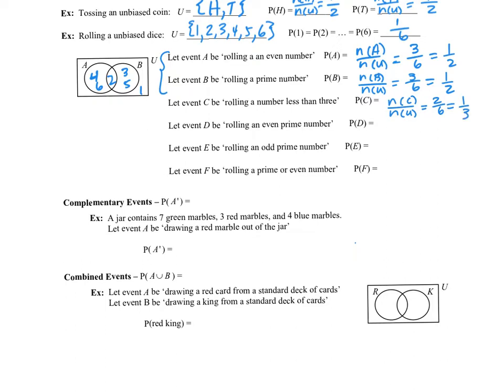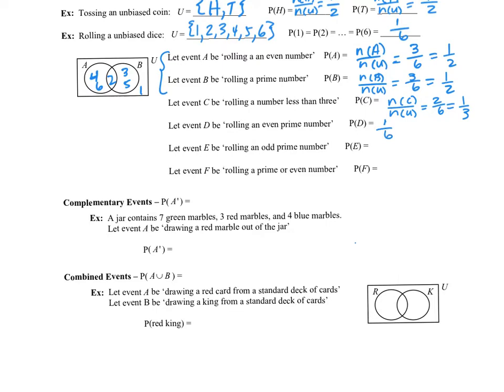Okay. The next one is the probability of rolling an even prime number. Well, there's one of those. There's one even prime number. So there's one way that can happen out of 6. So I'm going to skip writing this count ratio and jump to our ratio. There's one possibility of that happening out of 6. So that probability is 1/6.